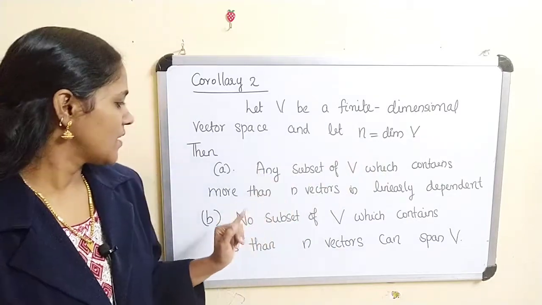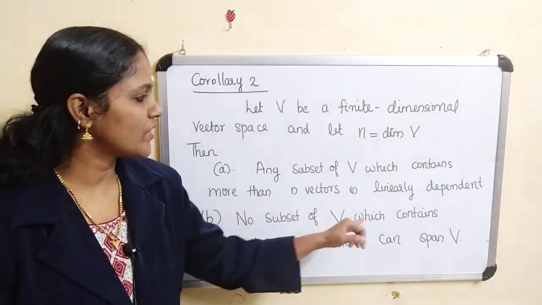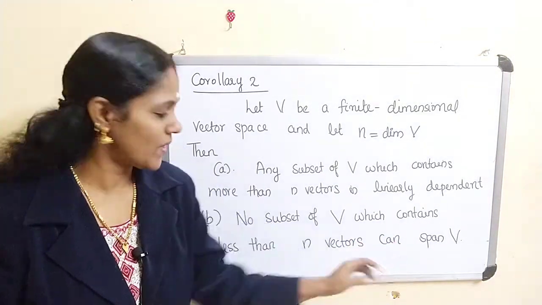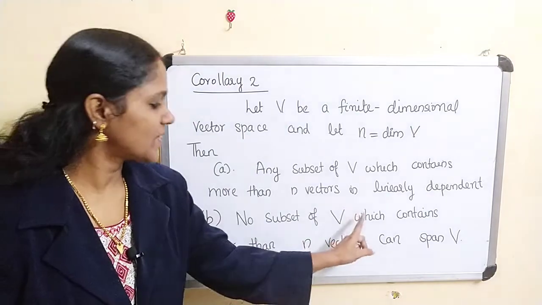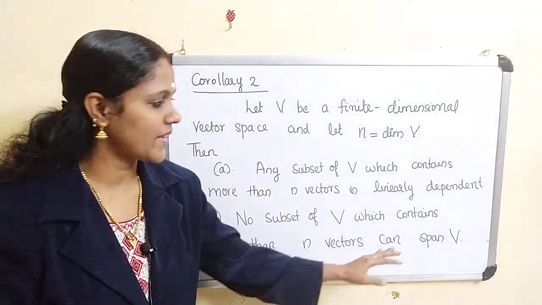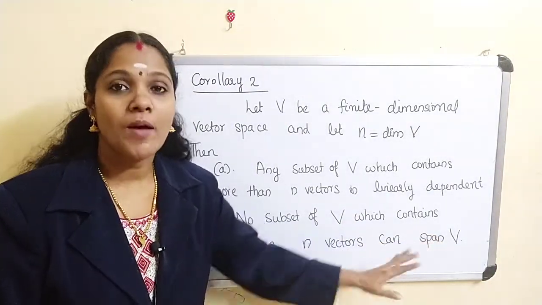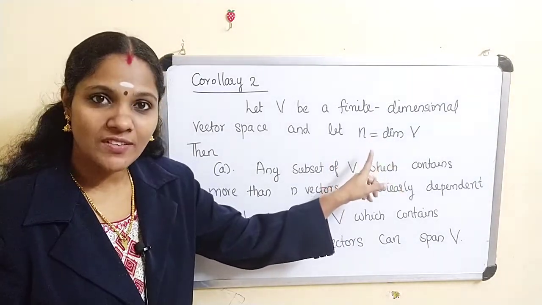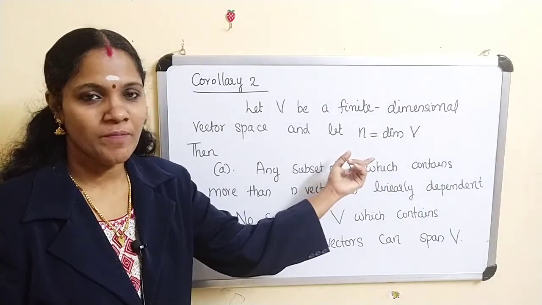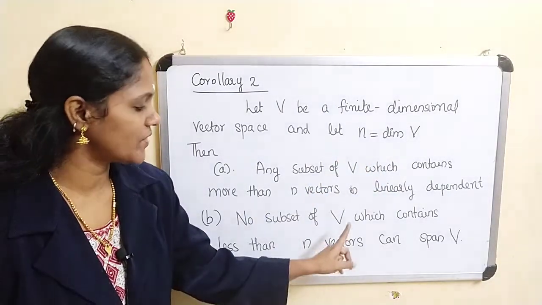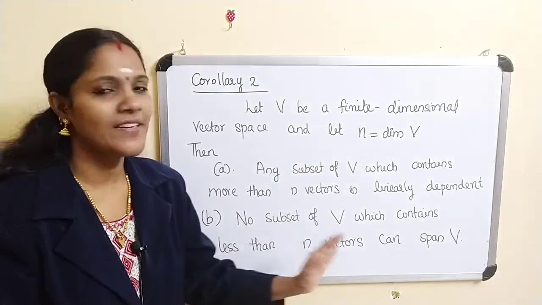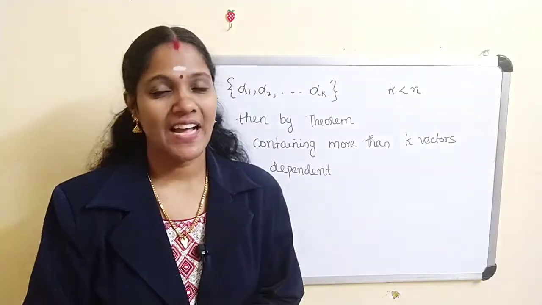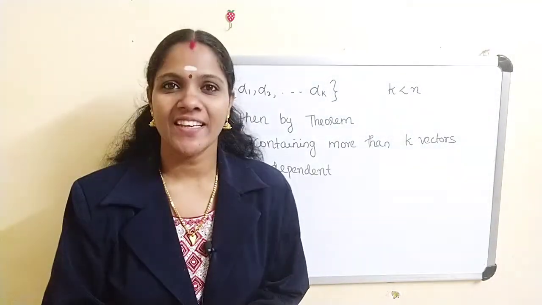Now the next one: no subset of V which contains fewer than n vectors can span V. Since n equals the dimension of V, a basis must consist of n elements. That means no subset of V which contains fewer than n elements can span the space V. I will explain the second statement once again.